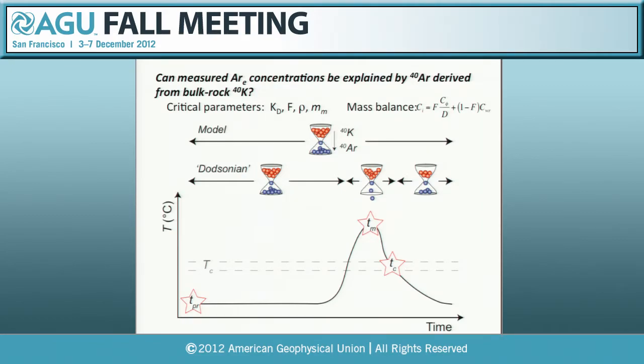So our critical parameters are the partition coefficient, which is limited to 10 to the minus 3 to 10 to the minus 5, mica-fluid, that is. The volume fraction of fluid, or the porosity, the relative densities, and the bulk potassium content, or the modal mica abundance. So in our model, argon is only allowed to exchange between the mica and the grain boundary fluid, no other phases, which is inaccurate, but it's a realistic assumption given how much we know about the partition coefficients of argon.